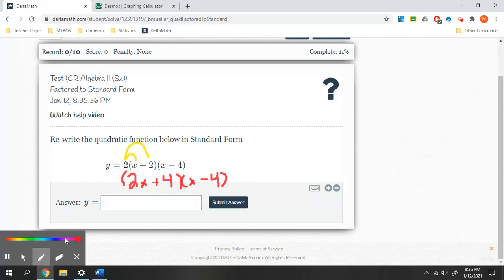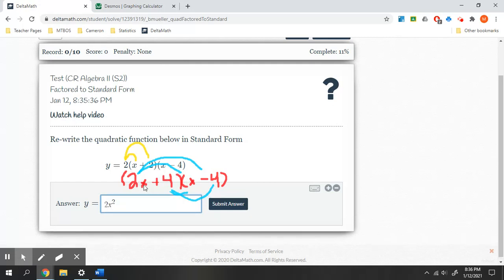So first distribution here is we have 2x times x. Then we'll do 2x minus 4. 4 times x, and 4 times negative 4. And I'm going to go ahead and type these in so you don't have to deal with my bad handwriting. So 2x times x will be 2x squared. 2x times negative 4 is negative 8x. 4 times x is going to be my 4x. And then finally, 4 times negative 4 will be negative 16.